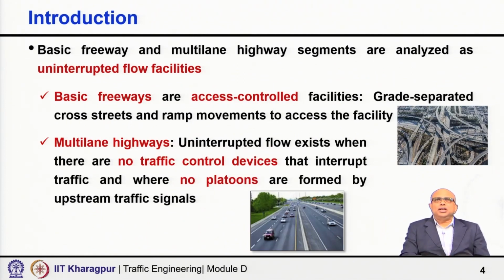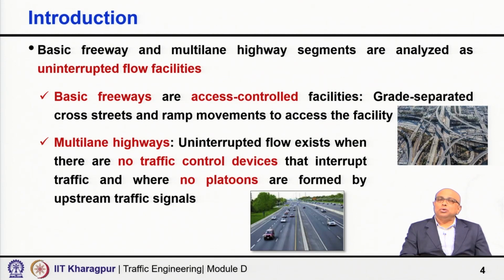Basic freeway and multi-lane highway segments are analyzed for this purpose as uninterrupted flow facilities. Basic freeways are access controlled. Therefore, grade separated cross streets and ramp movements are there to access the facilities. There is no traffic signal, no uncontrolled access. So, obviously, these facilities are uninterrupted flow facilities.